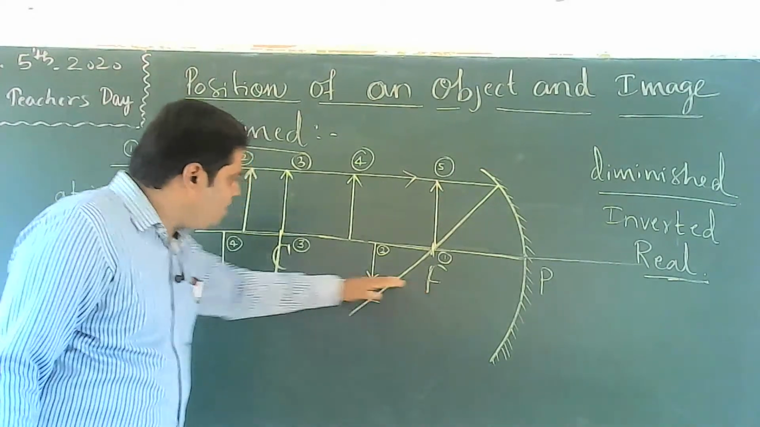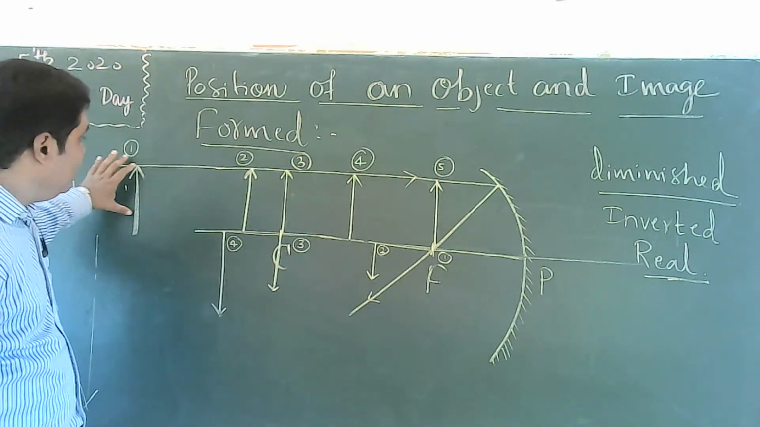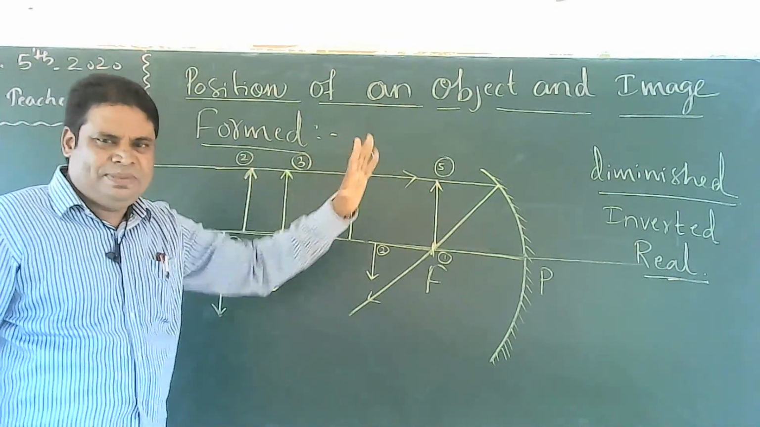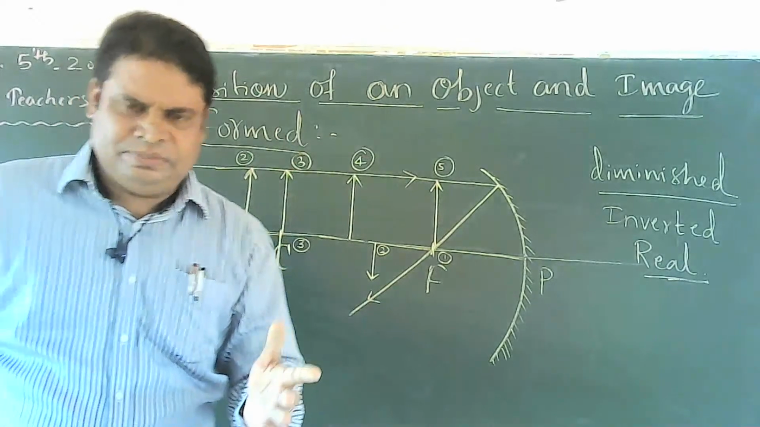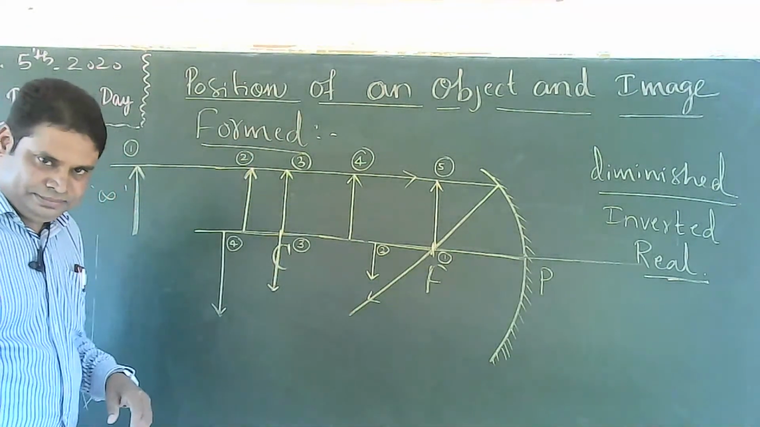In these 5 cases, you get only real inverted images. The only thing is that the size of the image varies. Remember, the size of the object remains the same. Whatever change there is, is in the image only.